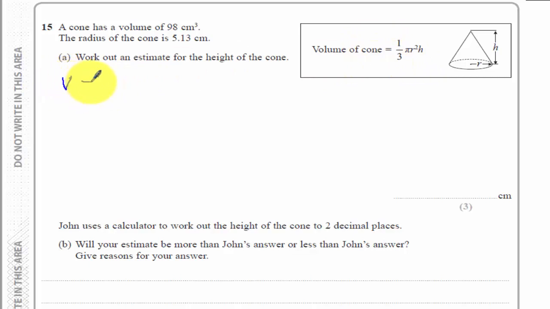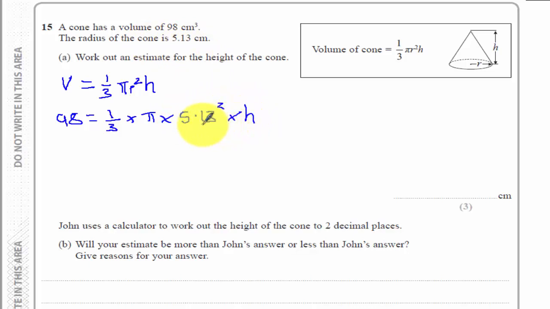So I'm just going to write it out again. The volume of a cone is a third of pi times r squared times h. My first step, I'm going to put in the numbers I've got. So instead of volume, I'm going to put 98. I'm not going to worry about estimating yet. I'm just going to have a look at the sum. So I've got a third times pi. The radius is 5.13. So I've got 5.13 squared times the height.